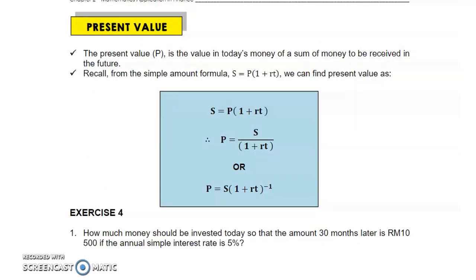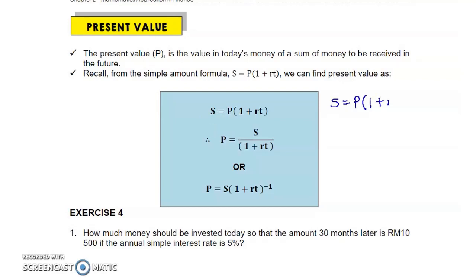Okay, now let's look at concept of present value. Okay, present value here is P. Okay, so present value P is the value in today's money of a sum of money to be received in the future. Okay, so concept of present value also similar to principal. So how to find present value, value P? So look at formula simple amount just now. S equal to P(1 plus RT). So P is present value.